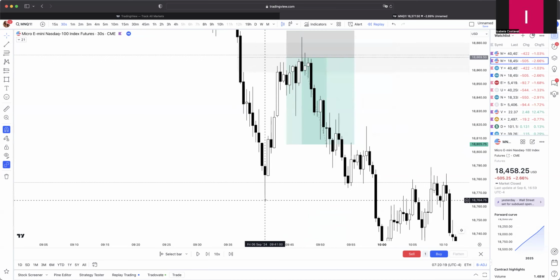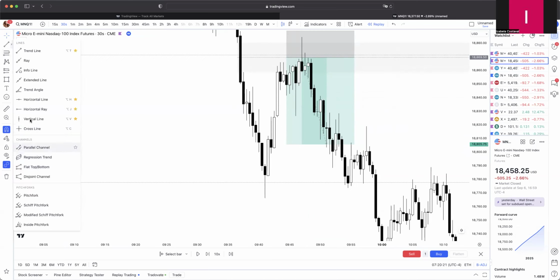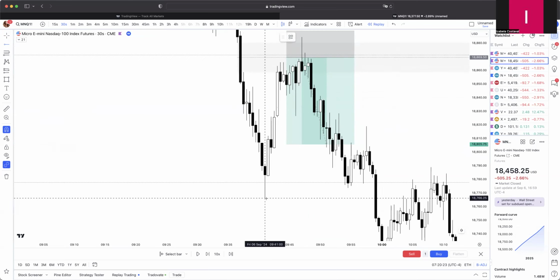And then you aim for sell side liquidity right there. And that is 100 points. Pretty easy trade, especially on NAS.